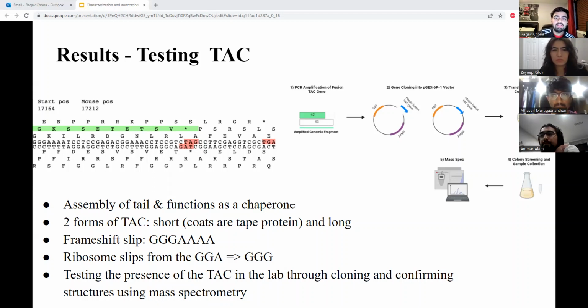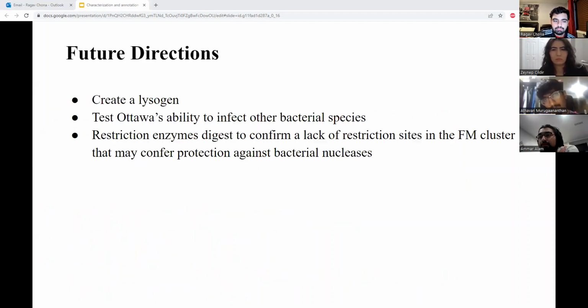This vector is then transformed into the DH5 alpha E. coli strain, and it grew overnight. We would then transform the plasmid into Rosetta E. coli to express the protein better, and then we'd purify the TAC protein and use mass spectrometry to confirm whether or not there is a frameshift.